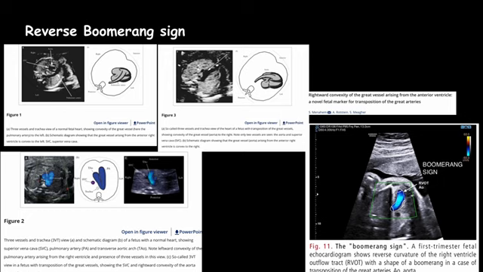This sign is very useful, especially in the case of first trimester, where we will be able to see only one vessel in the 3 vessel trachea view and we may not know which vessel it is, and there this sign comes as an important clue to suspect d-TGA.